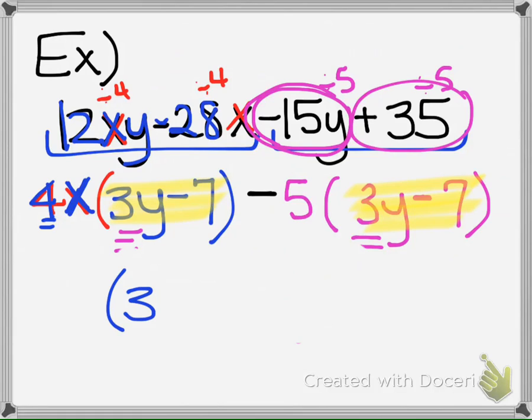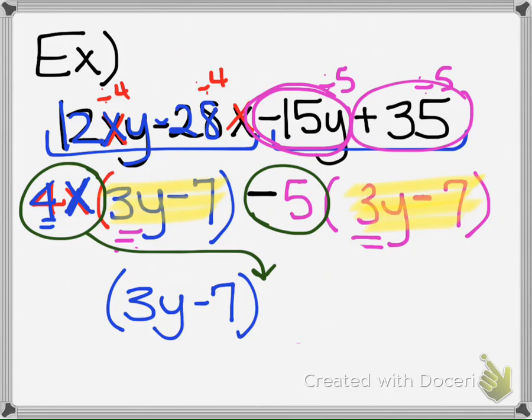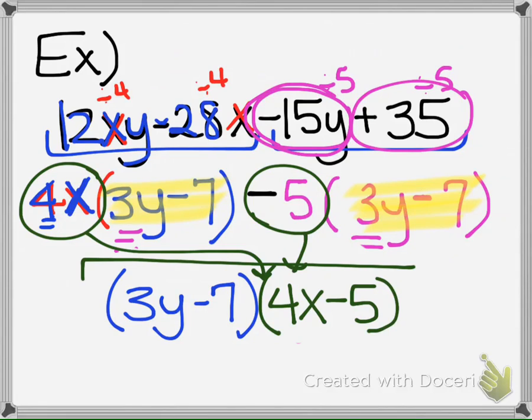So we're going to pull out the 3y minus 7. And then we're going to put the 4x and the negative 5 and pair them together. And now we have our factored polynomial.